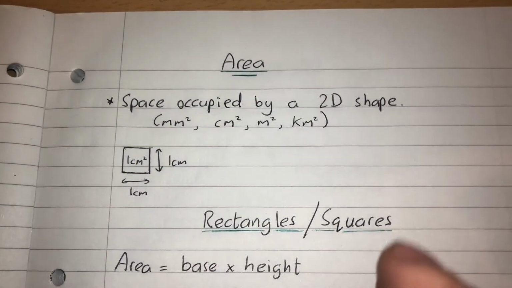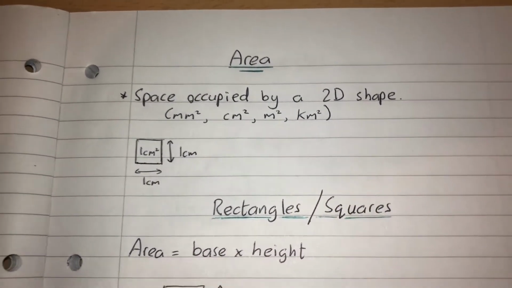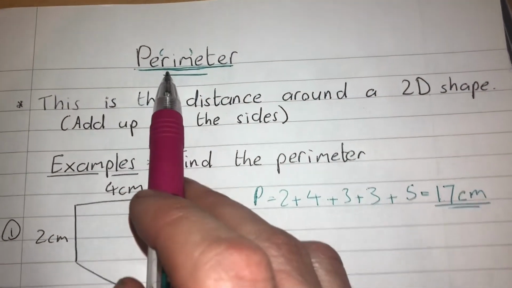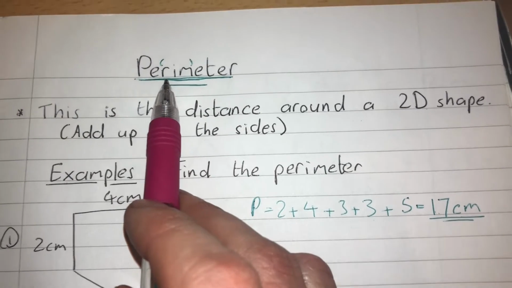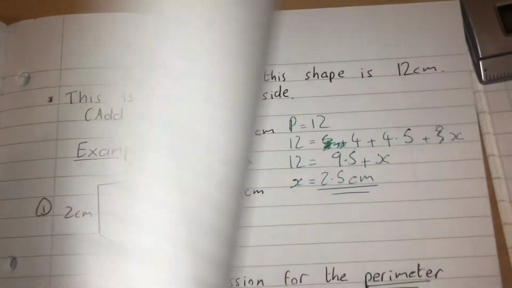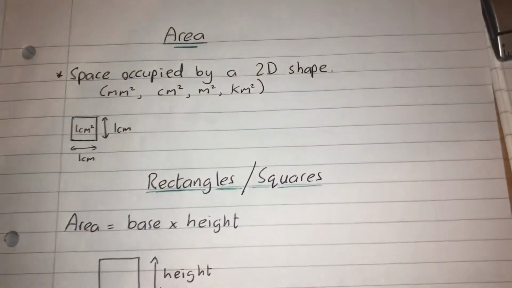So it's actually the space inside the shape. Previously we looked at perimeter, okay, and perimeter, if we remember, was the outside of the shape. And just to differentiate, we remember that within the word perimeter we have the word rim, and think of the rim of a glass, the outside, and that will help you to remember the difference, okay?